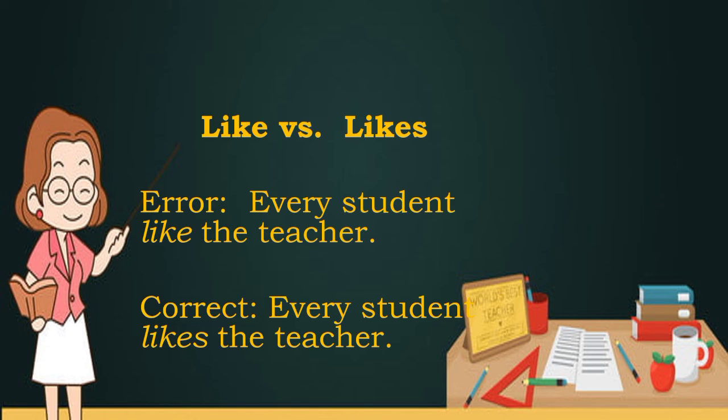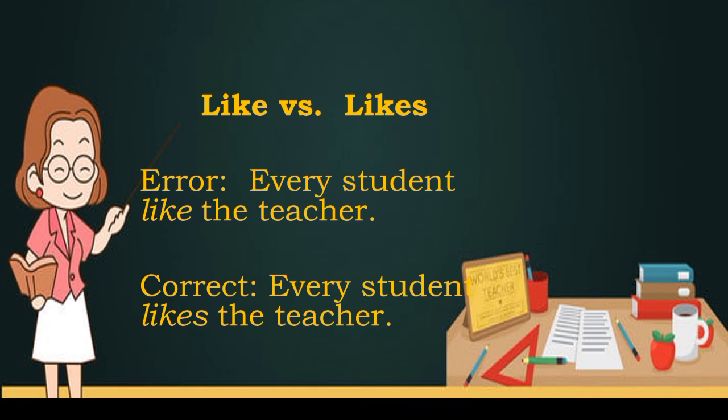He told me that when the subject is singular, I must use likes. When the subject is plural, I must use like. So the correct construction of this sentence is, every student likes the teacher. So it must be likes because every student is singular. So again, the correct construction of the sentence is, every student likes the teacher.